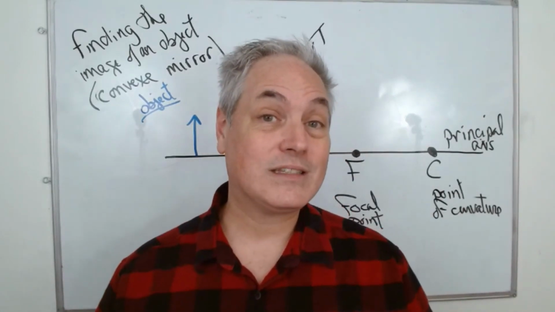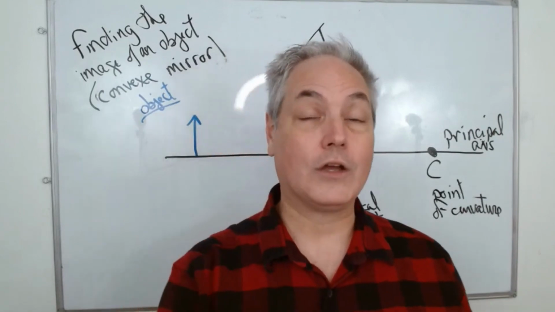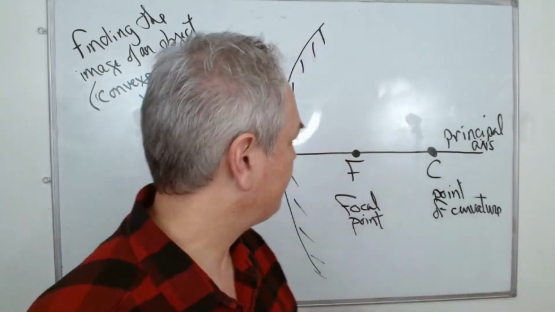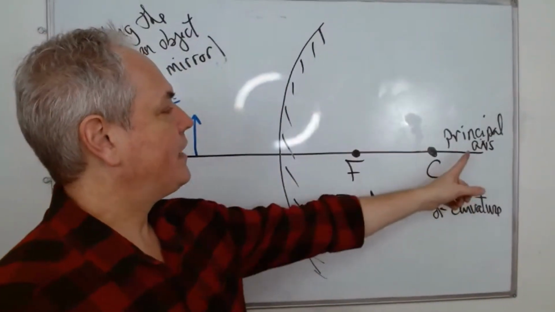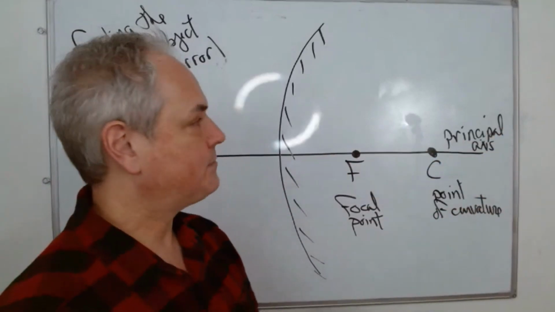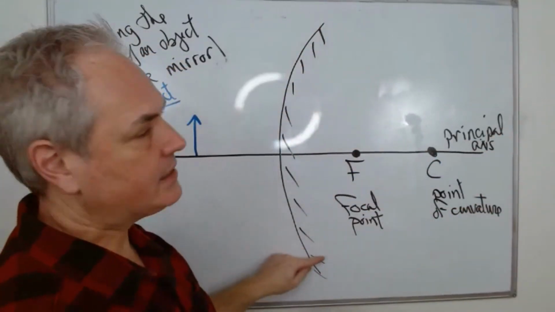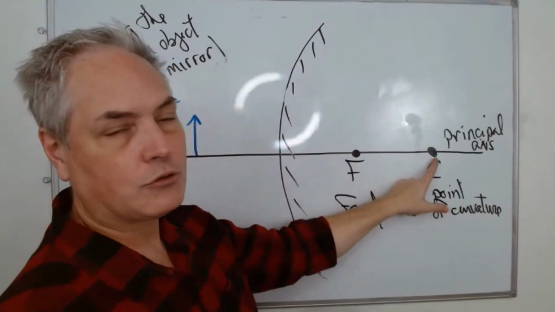So let's continue to see how we can figure out where an image is. So here you can see how our setup is. We have here the principal axis of a convex mirror. My convex mirror is here, and this is behind the mirror. We have the center of curvature.